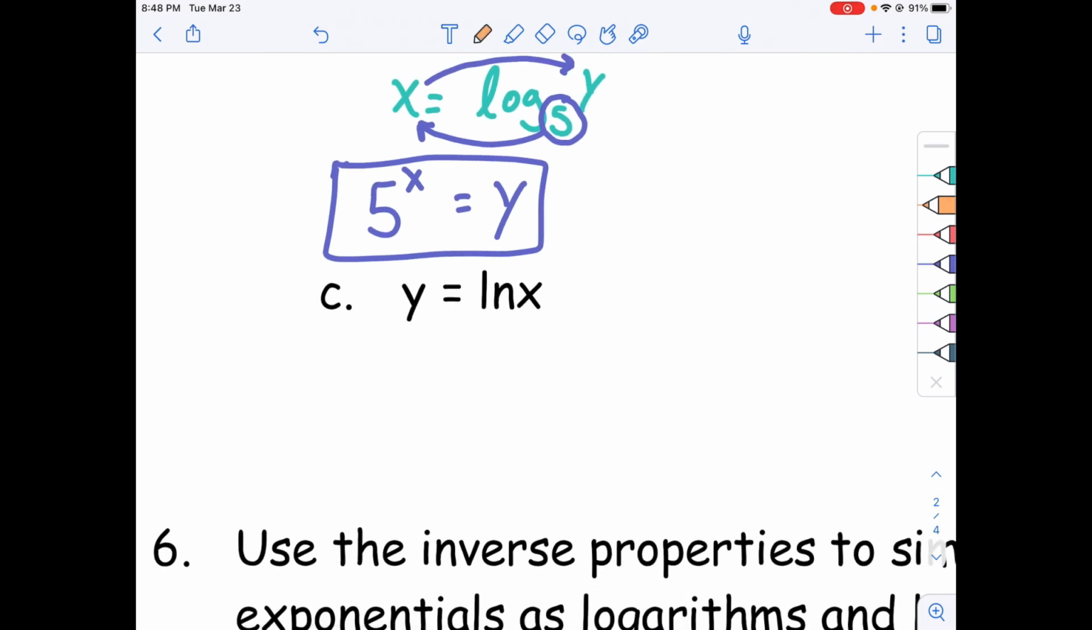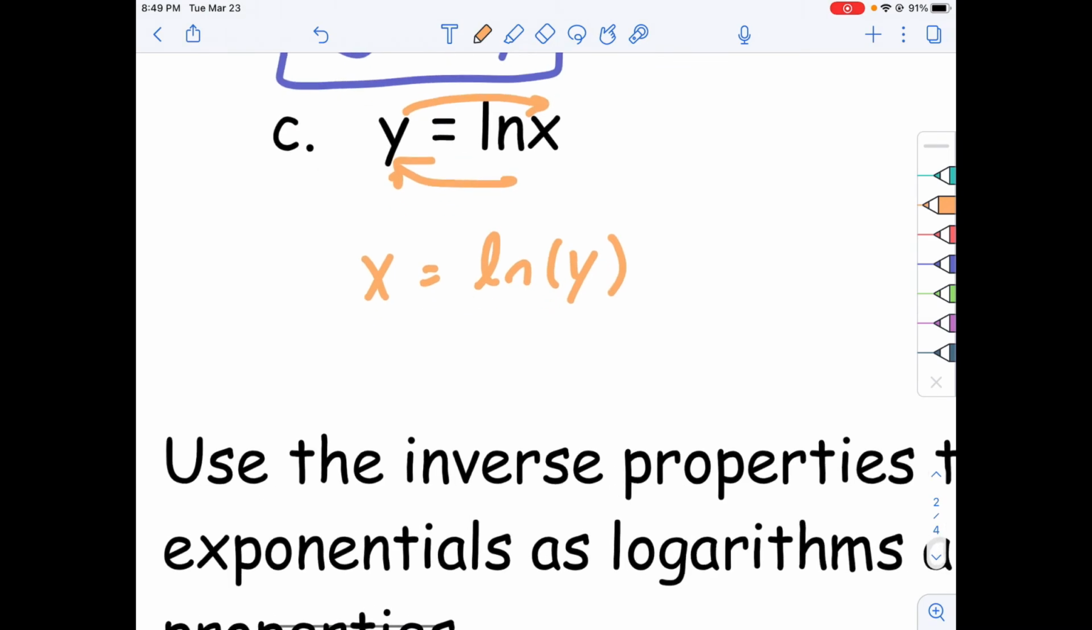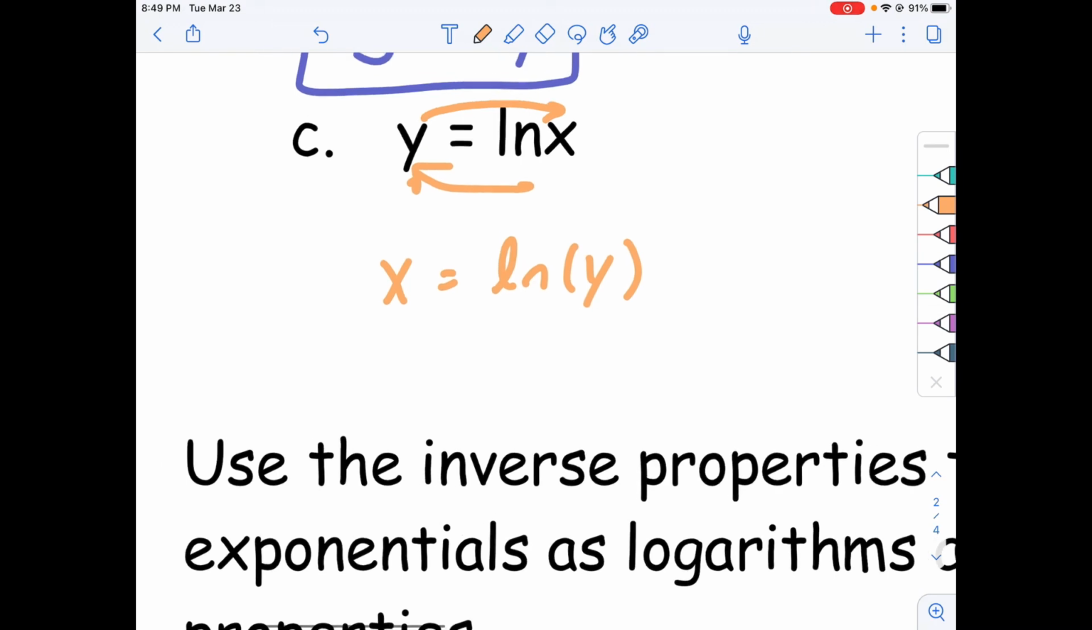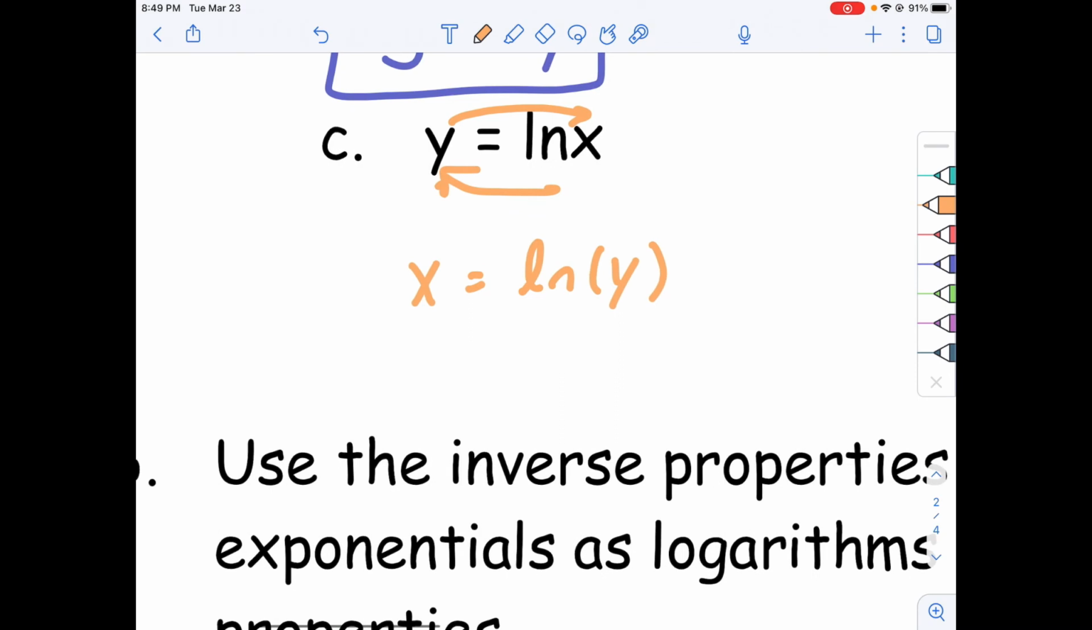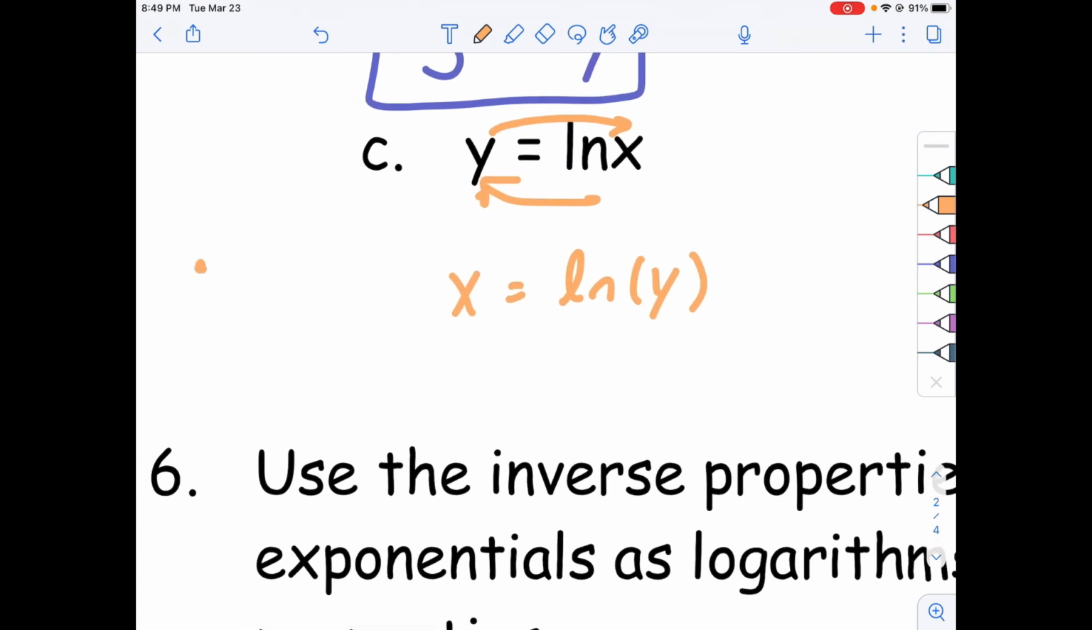Let's take a look at C next here. So C, we're going to swap x and y again. So that's going to give us x is equal to the natural log of y. All right? And we're going to talk about the next thing that we're going to do. We'll talk about this more. But if I wanted to solve for y right here, I need to undo the natural log. Well, the inverse operation of natural log is to exponentiate.